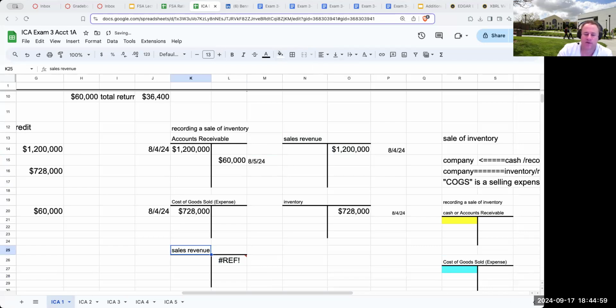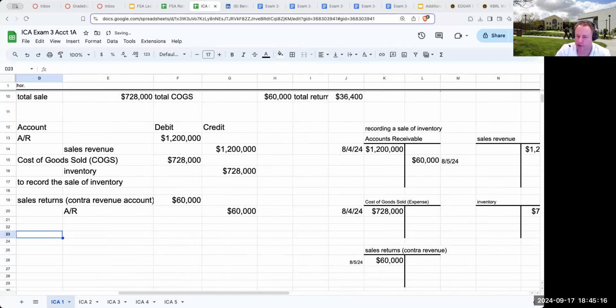And this is going to be sales returns or contra revenue. And this is going to be 60 grand. And this is also going to be on 8/5/24. So we've done part of this.